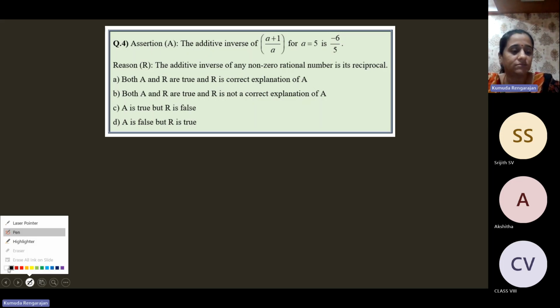Ready with the answer? Yes, ma'am. Is the assertion statement true? Ma'am, false. Okay, the assertion is false, is it? Yes, ma'am. The answer is option D, ma'am. Okay, Akshita says option D is the correct option. All right, let's see.